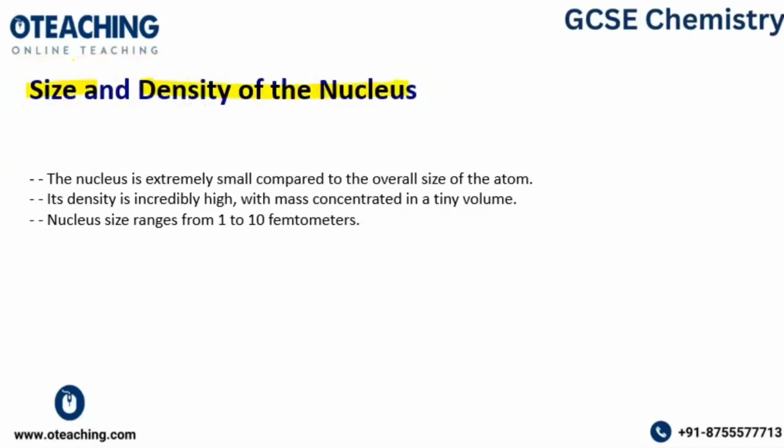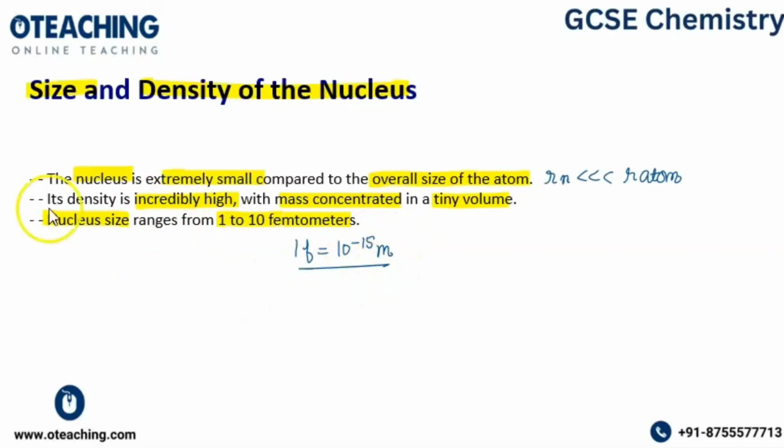Size and density of the nucleus. The nucleus is extremely small as compared to the overall size of the atom. This was given by Rutherford, that the size of the nucleus is very small as compared to the size of the atom. Its density is incredibly high because of the presence of protons and neutrons with mass concentrated in a tiny volume. Nucleus size ranges from 1 to 10 femtometers. What does femtometer mean? 1 femtometer is equal to 10 to the power minus 15 meters. So we can see here that the nucleus is very small as compared to the size of the atom.